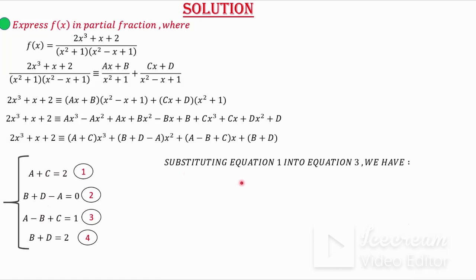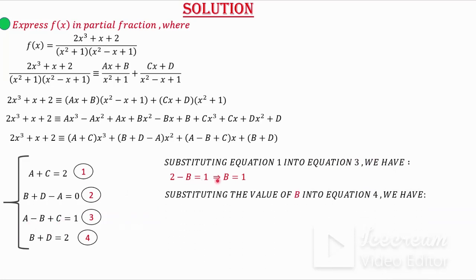So substituting equation 1 into equation 3, we have 2, which is a, plus c, 2 minus b equals 1, which implies that the value of b is equal to 1. Substituting the value of b into equation 4, we are going to obtain the value of d. So we have b, which is 1, plus d equals 2, which implies that the value of d is equal to 1, that is 2 minus 1 gives us 1.